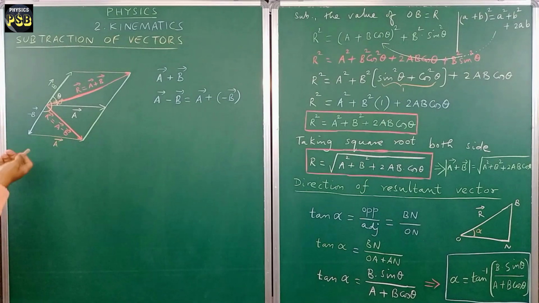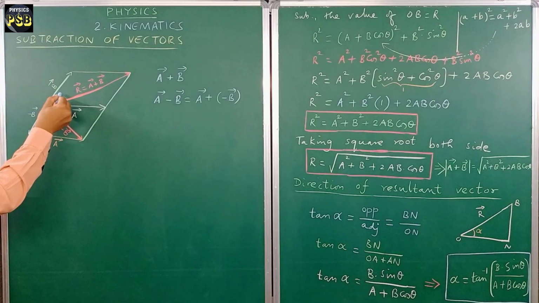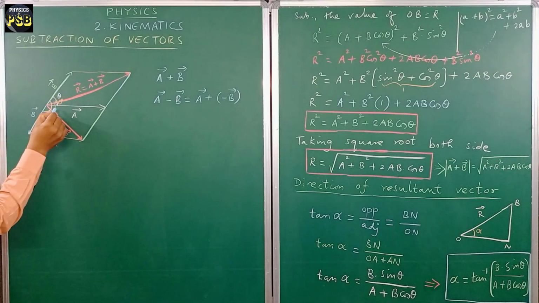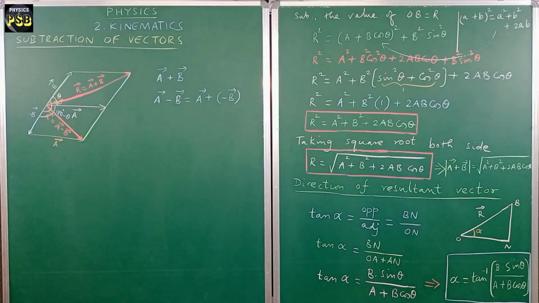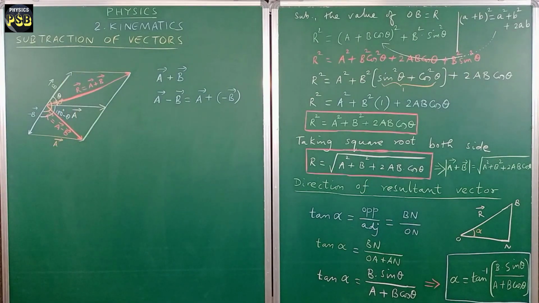If it is so, you have to get this angle. Which angle? This angle. What do we need to do? We need to subtract theta, this part, whose value is theta, from 180 degree. So the angle between A and minus B vector is 180 minus theta. Got it? Now let's go ahead.